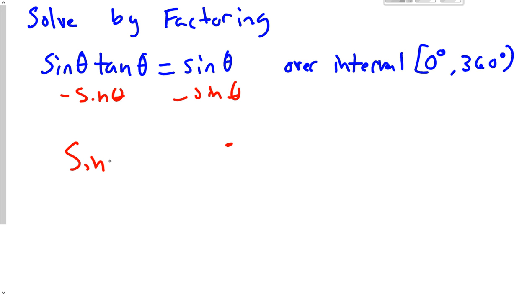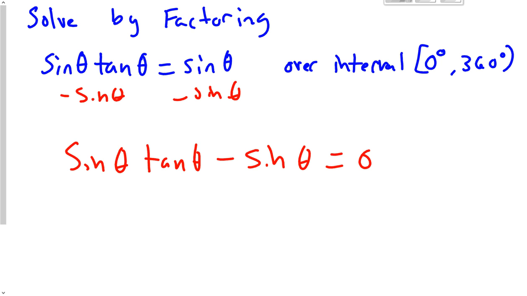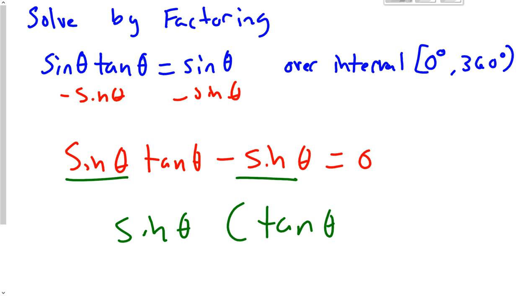I get sine of theta times tangent of theta equals, or not equals, sorry, I already moved that, minus sine of theta equals 0. Okay, now I can see that I have a sine in both of these terms. Right now I have two terms. I can factor out that sine, and I get left with tan of theta minus 1, right? Because sine of theta divided by sine of theta is 1.